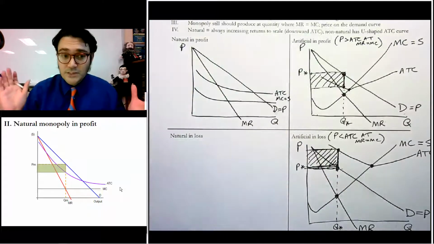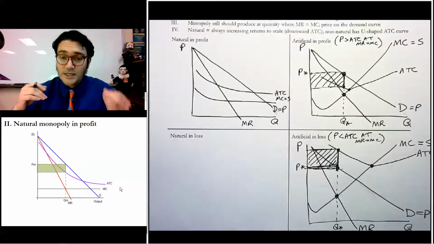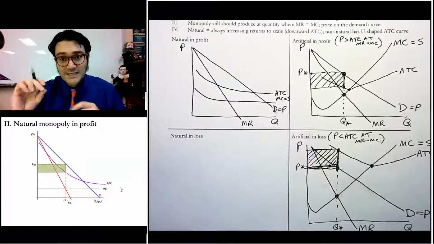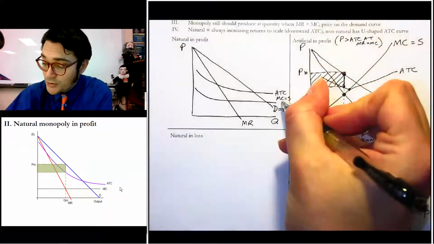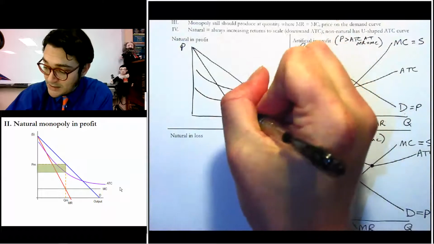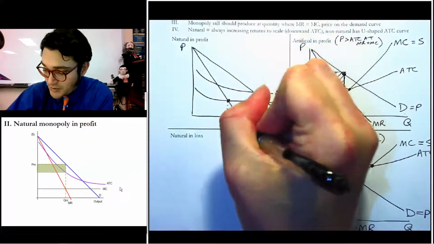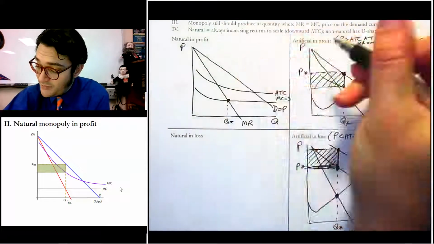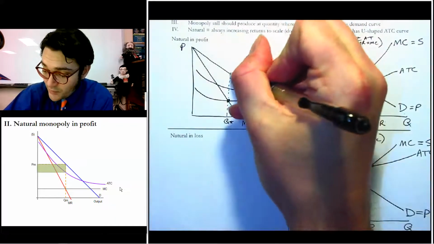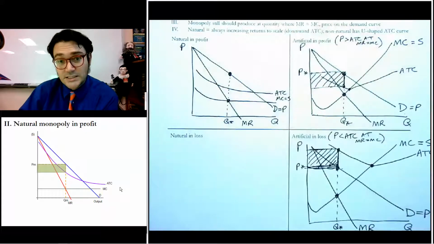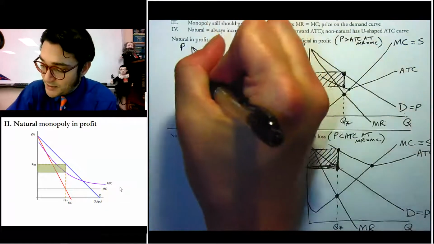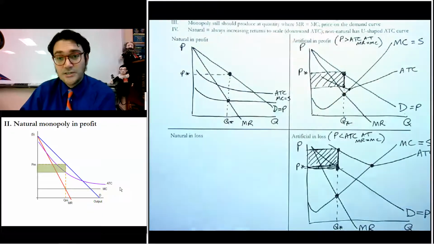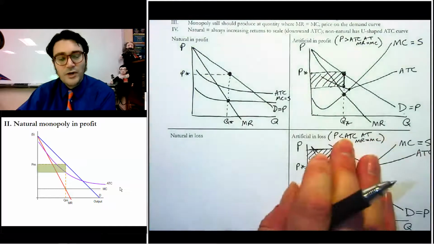Now, all of the rules that we already established still apply. They produce the quantity where MR equals MC, they price on the demand curve, and you then compare price to the ATC. So we're going to do that. Marginal cost and the marginal revenue meet here, so that we find Q star. And then it's kind of like a yellow brick road, if you notice in my little diagram. We go up to the demand curve to find the price, and that's a little bit cattywampus, but that's okay. Then we go over, that's P star.